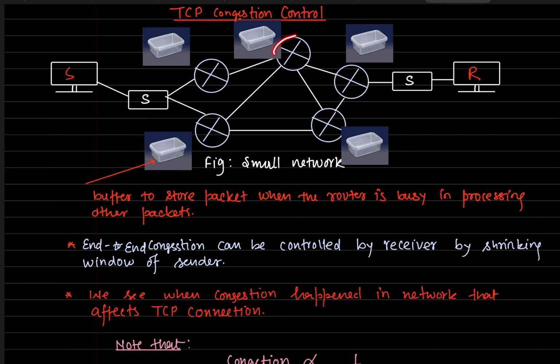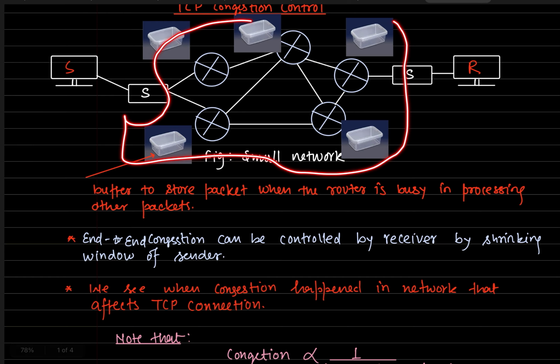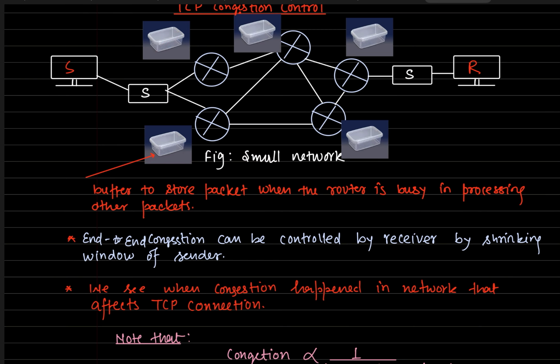So how does congestion happen in the network? If a router is processing data and at the same time the router's buffer is full, then any packet coming to the buffer will get discarded. In that case, the packet will not reach the destination. This is the problem that happens; we call it congestion at the network or router end.